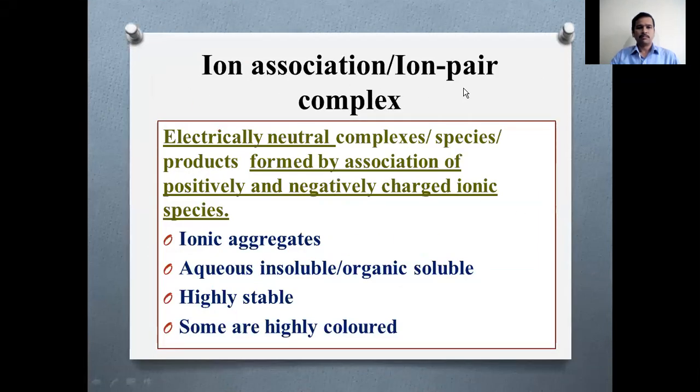So ion association complexes or ion pair complexes: as one of the requirements, whatever solute you are going to extract should be electrically neutral. So ion association complexes are electrically neutral complexes or species. These are the products formed by the association of two differently charged species, positively and negatively charged. These electrically neutral complexes are obtained by the aggregation of two differently charged species. Therefore, they are called ionic aggregates.